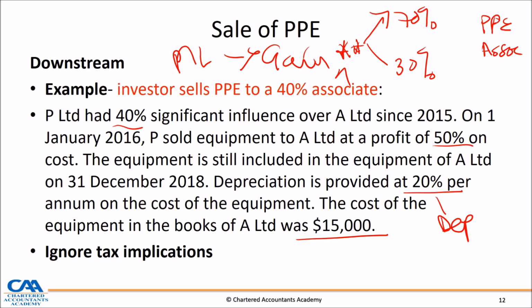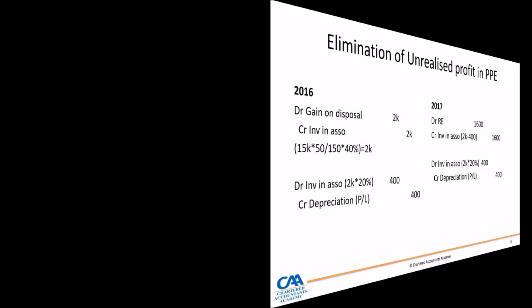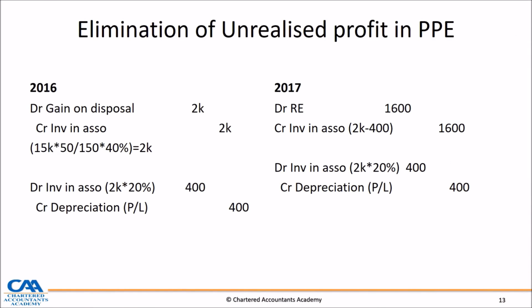So I can see you can already visualize the journal entry which we need to do. If our investment is overstated, what do we need to do? We need to reduce it by crediting it. If we've got a gain which we made, which you say has unrealized profit, what do we need to do? We need to debit the gain to remove the unrealized component of the gain on disposal. So that's how we get to these journal entries.